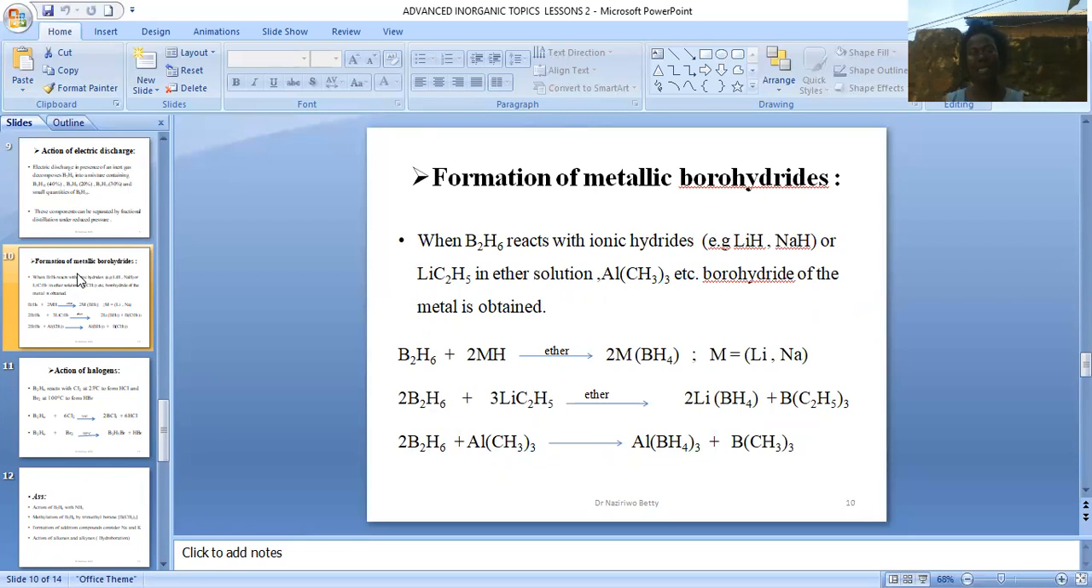Formation of metallic borohydrides. When diborane reacts with an ionic hydride, it results in the formation of other products. Borohydrides of the metal are obtained. For example, diborane plus the metal hydride gives the borohydride of the metal. So lithium borohydride, and aluminum borohydride can also be obtained.